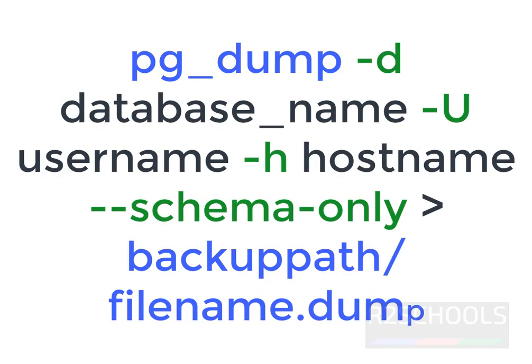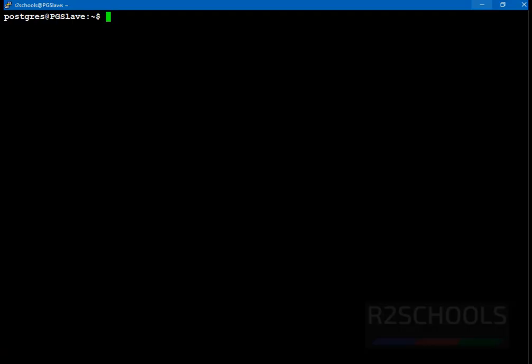Syntax to take schema only backup is pg_dump -d, then database name, -U, then username, -h, then hostname, then the option that is --schema-only or simply give -s. Then we have to provide the backup path. Let's see the example. First I am going to create backup directory.